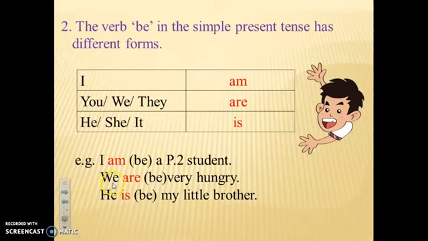Okay, number 2. We are very hungry. We need to use are because we use we. We are very hungry. And the last one, he. He is my little brother. See the table? We need to use is because it's he. He is my little brother. And this is how to use be in the simple present tense form.